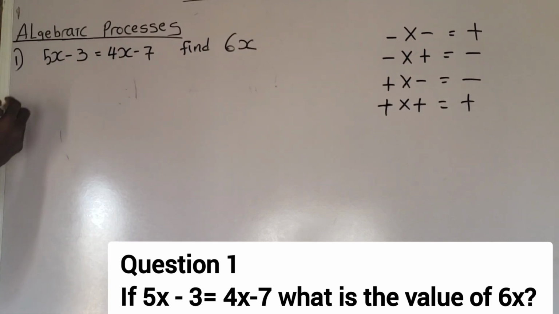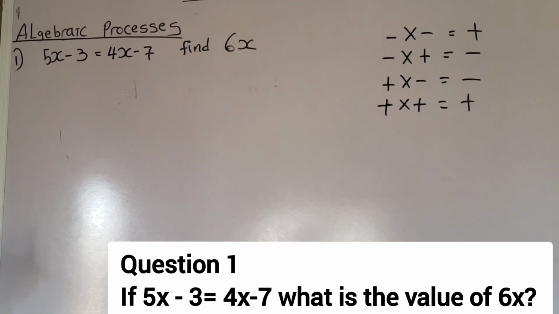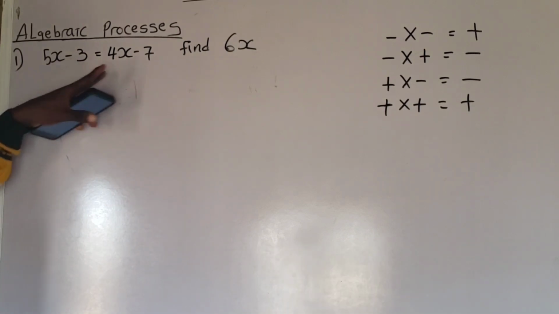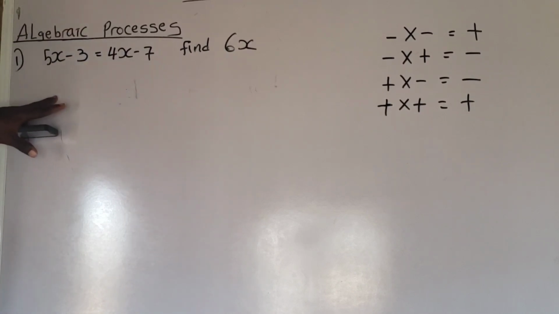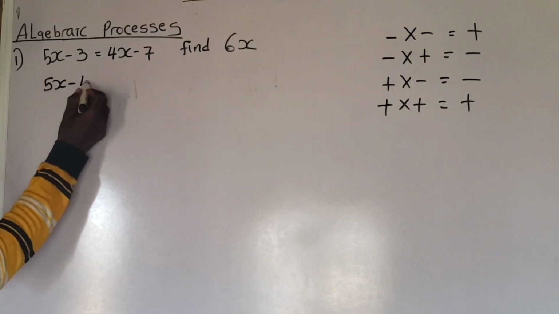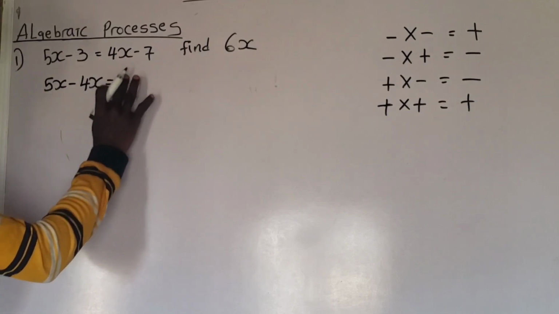Now for 5x minus 3 is equal to 4x minus 7, the first step here is what? Collect like terms. That is, I'm going to add similar terms in this expression. I have 5x here, I have 4x here. If I move this 4x to the other side of this equation, it's going to have a negative sign. So I'm going to have 5x negative 4x is equal to, oh sorry, negative 7 now.